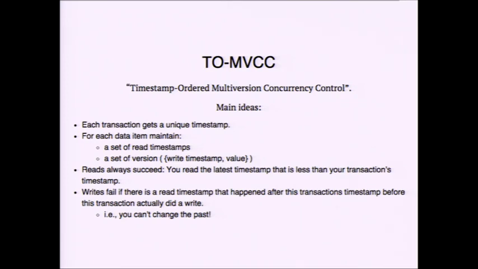And the basic algorithm here is that reads are always going to succeed. When you do a read, all that's going to happen is you're going to go to the versions, find the version with the greatest timestamp less than your transaction's timestamp, and you're going to read it, right? There's never any conflict, it's always going to succeed. Writes fail if there is a read timestamp that happened in between the write timestamp and the next write after the write that we are, right?